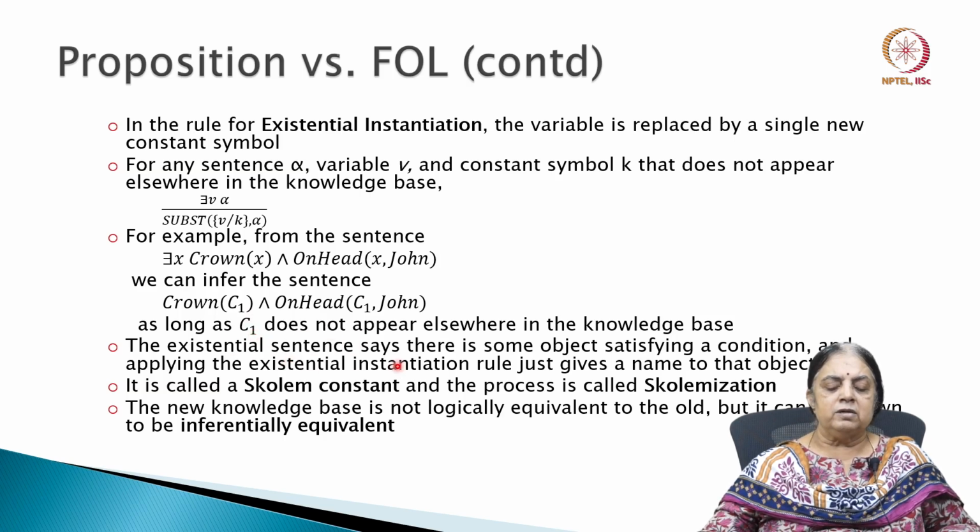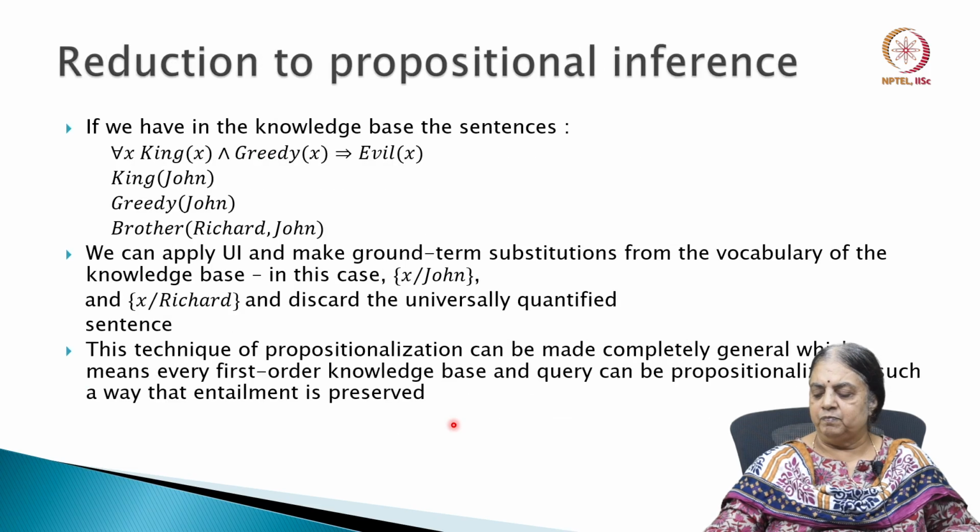You say that there is some object satisfying a condition, and what you are saying is that object is C1, which is some constant. This is what is called the Skolem constant and the process is called Skolemization. You find that they are inferentially equivalent. Though logically it may not be equivalent, it is inferentially equivalent. So for the purpose of inference, you can use this type of substitution.